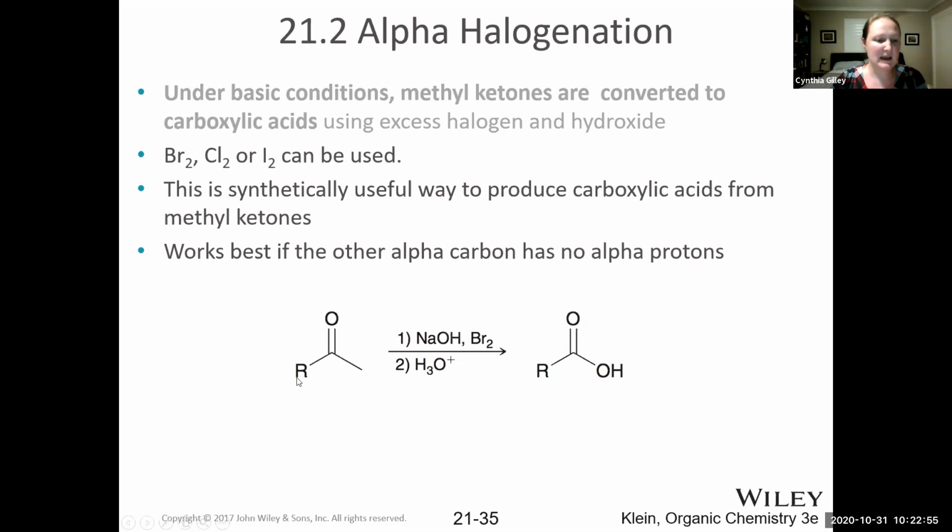The reaction works best if there aren't any other alpha protons. So if this R group was, for example, a phenyl or a tert-butyl, where there aren't any other hydrogens attached to another alpha carbon. Because of course, if there were hydrogens attached to a second alpha carbon, those hydrogens would also be replaced with bromine, which might not be what is synthetically desired.